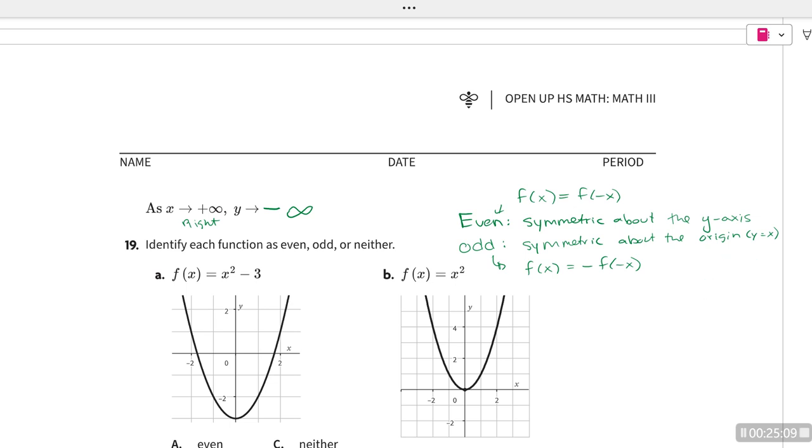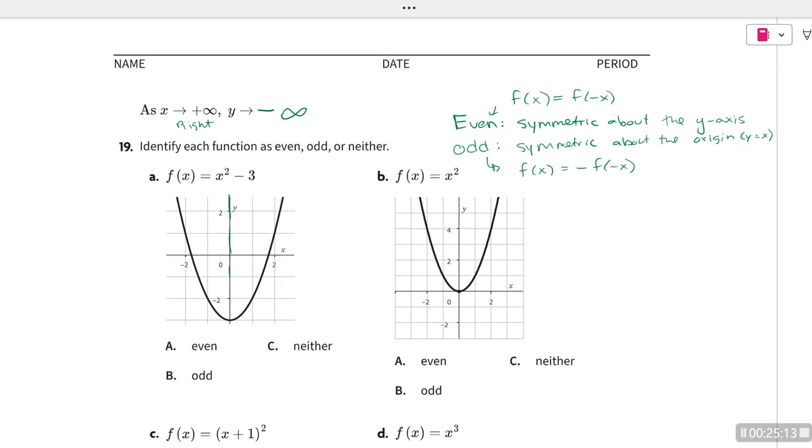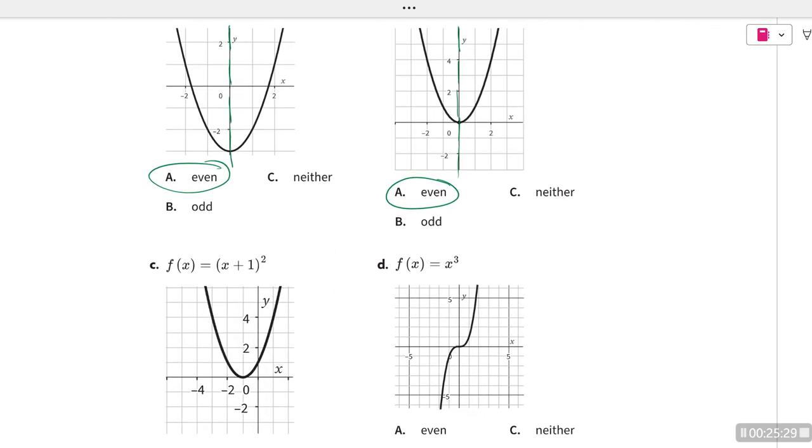Really. Okay. So let's look at our first one. Right here's our y-axis, and I can see that it looks identical on both sides of the y-axis, so this is an even function. Here again, here's our y-axis. It looks symmetric on both sides of that y-axis, so a and b are both even functions.